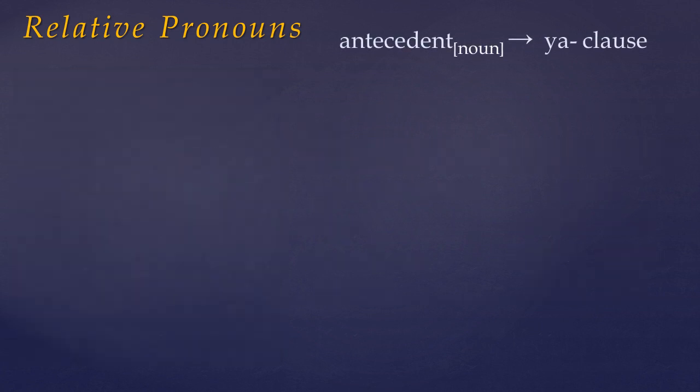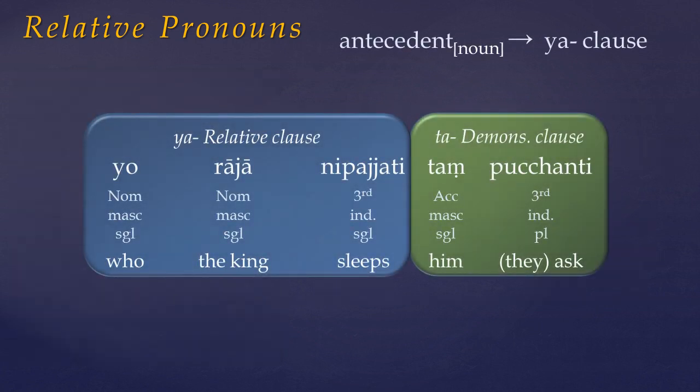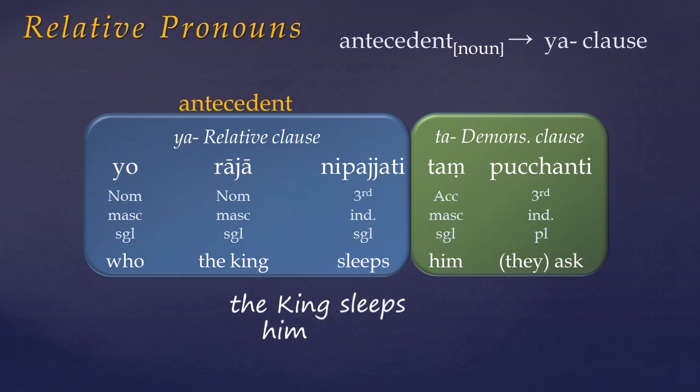Okay. It's also important to realise that the pronouns in each clause take their case based on the function that the antecedent plays in that clause. In this example, the antecedent is the king. In the relative clause, the pronoun is nominative masculine, as is the king, so the king is the subject of the verb to sleep. But in the main clause, the pronoun is in the accusative case, and so the king will be the object of the verb to ask.